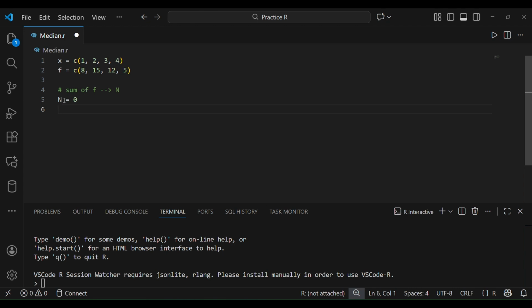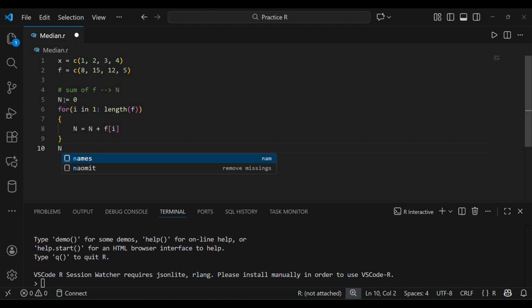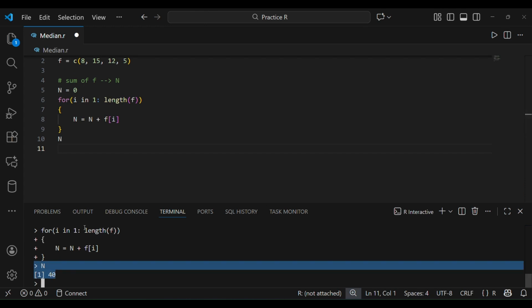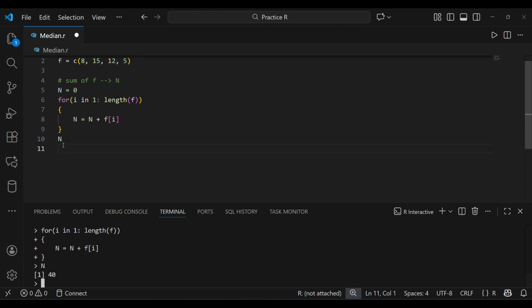So for now I will write the final for loop for this. For i in 1 to length of f, I will update this N value. So N is equal to previous N plus current f value, that is f of i. Outside the for loop I will print this N value. So let's run this program and check. And here it is, N is 40, that is, the total number of data points is 40.